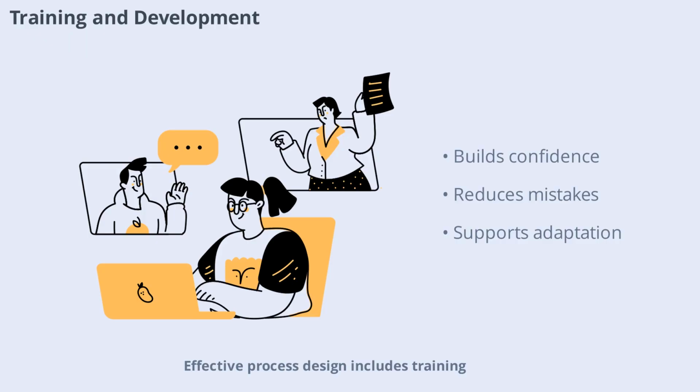Effective process design includes training and development for everyone involved. Well-trained employees are more confident, make fewer mistakes, and adapt more easily to changes. Invest in ongoing training programs to keep skills sharp and ensure that everyone understands their roles in the new process.